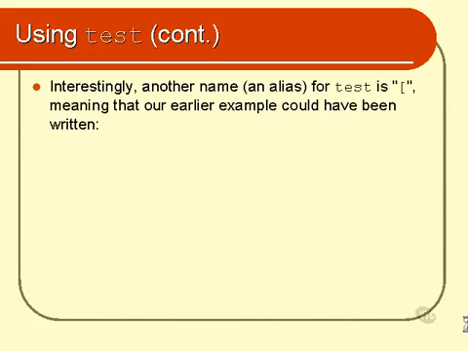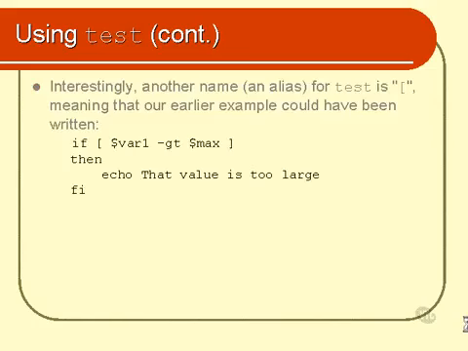Now why would they do such a thing? Well, let's have a look. It means that our earlier example could have been written like this. Now, just test to see whether one variable is greater than the maximum. So we use the open square bracket instead of the word test.